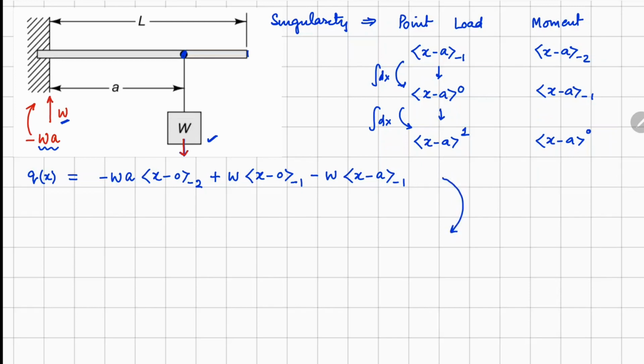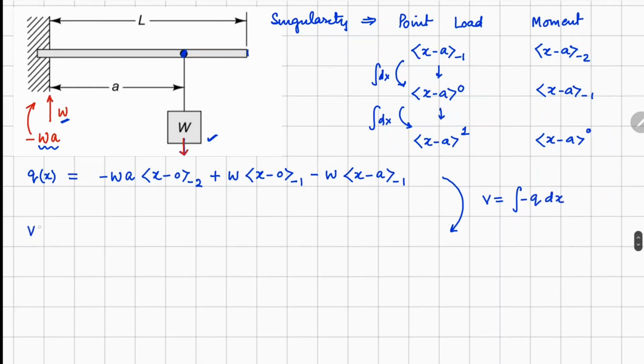Now from intensity to your shear force, we can get this by integrating with a negative sign. So if I integrate this, because of this negative sign, we can flip all the values, so this becomes plus WA, x minus 0 to the power minus 2, integration gives you minus 1, minus W, x minus 0 to the power minus 1, integration will give you 0, plus W, x minus a to the power minus 1 will become 0.